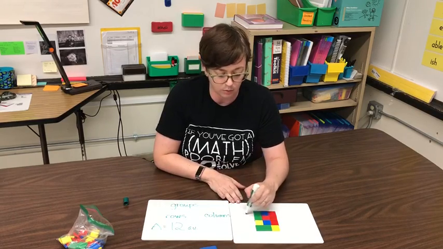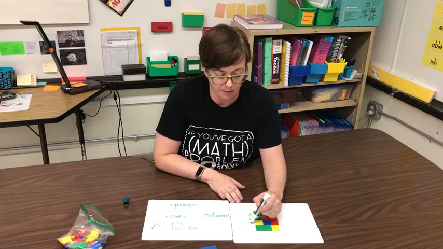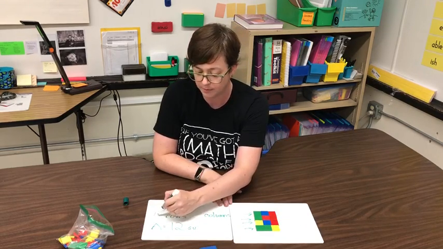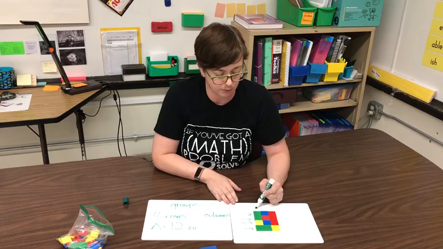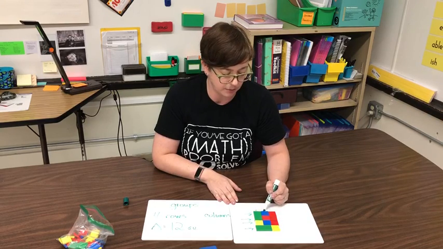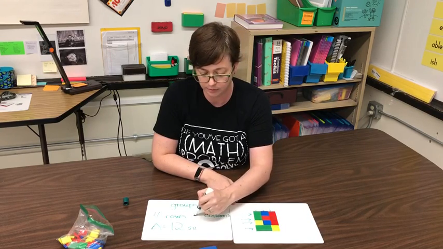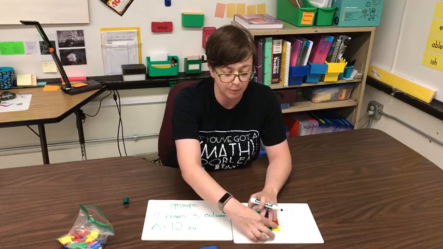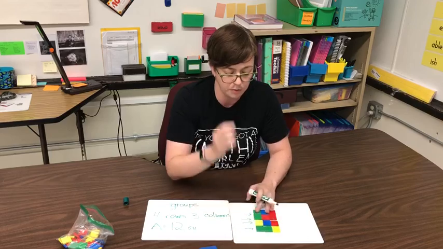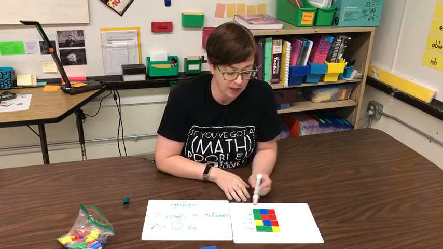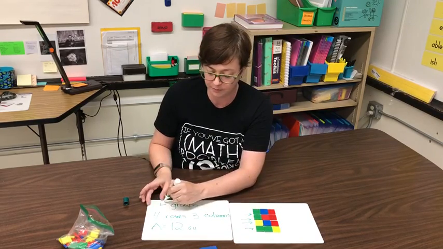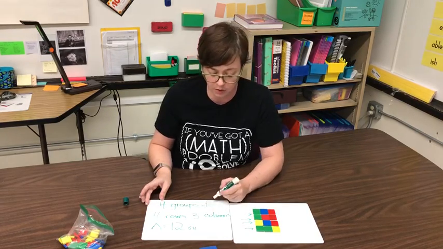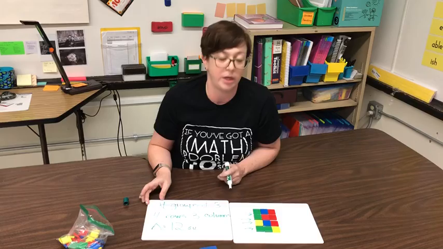Now I'm going to count rows going this way. So I have 1, 2, 3, 4 rows. And I have 1, 2, 3 columns. Now I also need to think about this in terms of groups. So if we separate the rows, those are going to be our groups. So students can see that we have 4 groups of, and we have 3 in each group, so that would be 4 groups of 3.